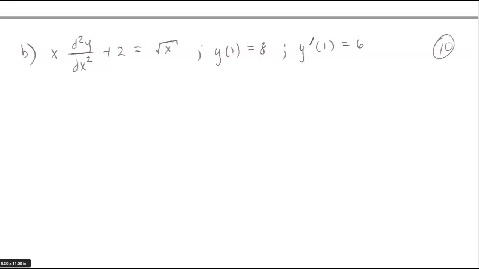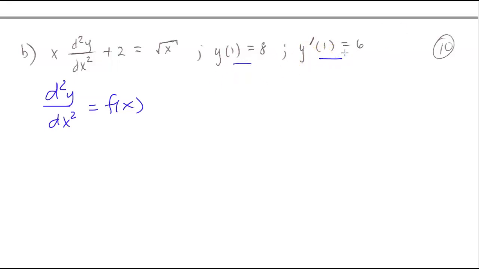All right, so for this next example, we see that we have x times the second derivative of y plus 2 is equal to square root of x, and we have two initial conditions. Of course, for this one, we'll take the same approach. We'll rewrite it, and we'll essentially end up having the second derivative of y, x squared is going to be equal to some function of x. We're probably going to have to take the antiderivative twice, figure out what it is, and then after that, apply these initial conditions.